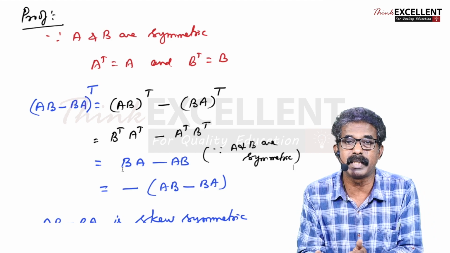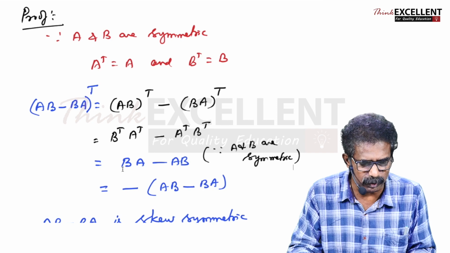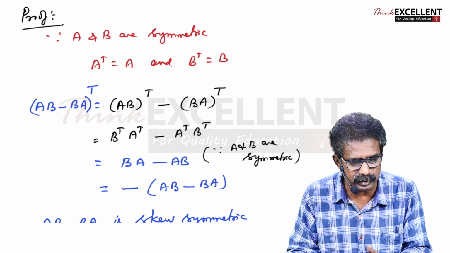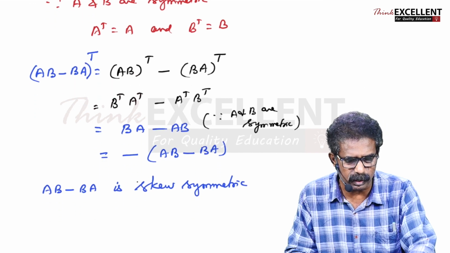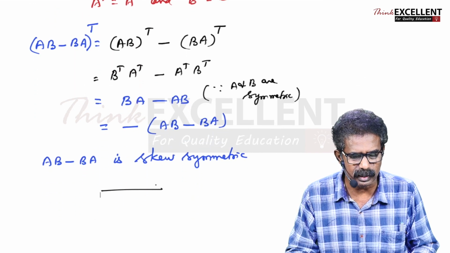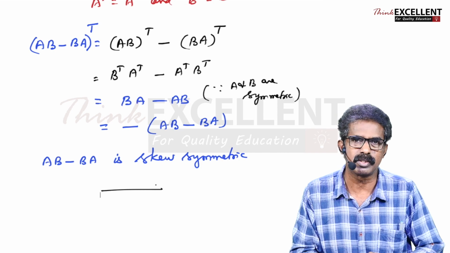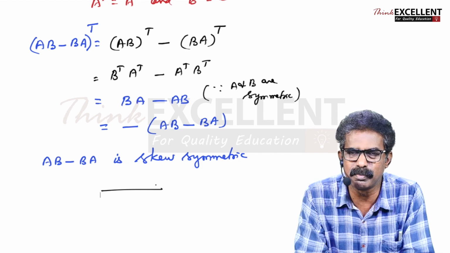Then A minus B can be written as minus of B minus A, same thing only. BA minus AB can be written by taking a minus outside. So the minus becomes plus and the plus becomes minus. This is what you are supposed to get. So you can say AB minus BA is what? Skew symmetric. So the first exercise, very simple one.